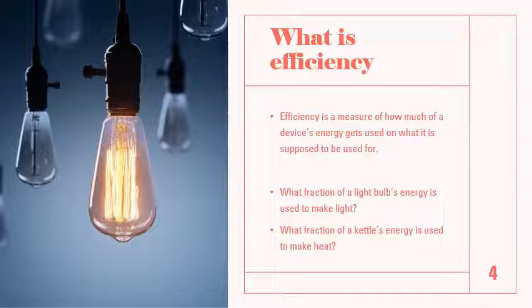Efficiency is a measure of how much of a device's energy gets used for what it is supposed to be used for. For example, what fraction of a light bulb's energy is actually used to make light, or what fraction of a kettle's energy is used to make heat.